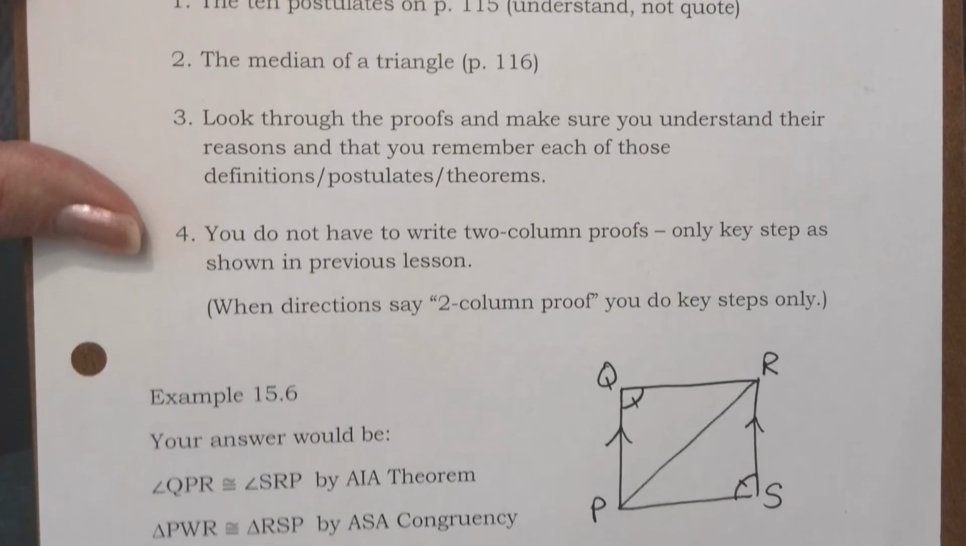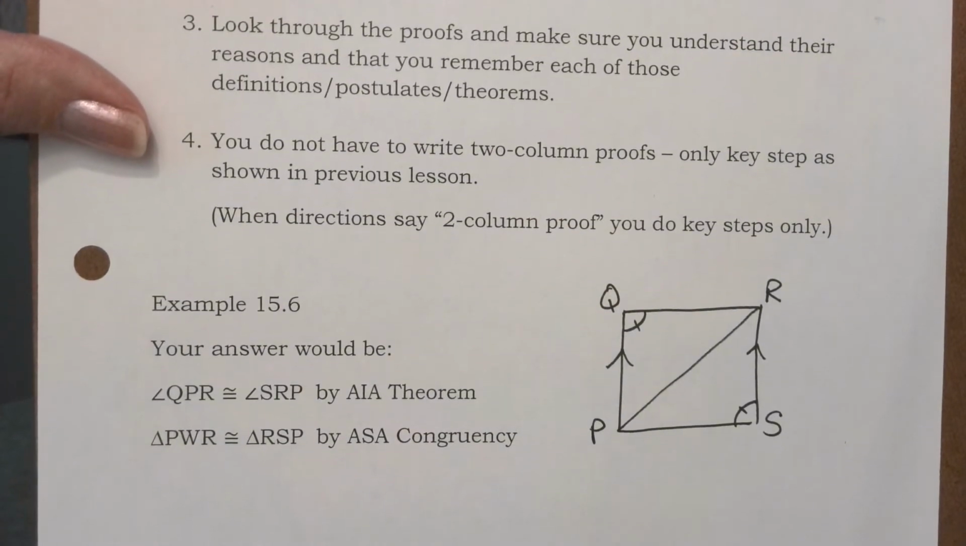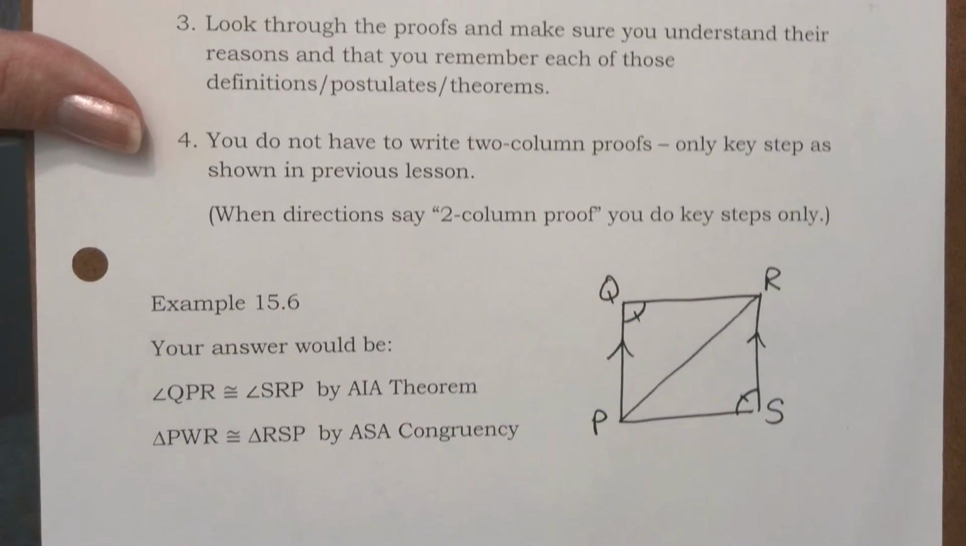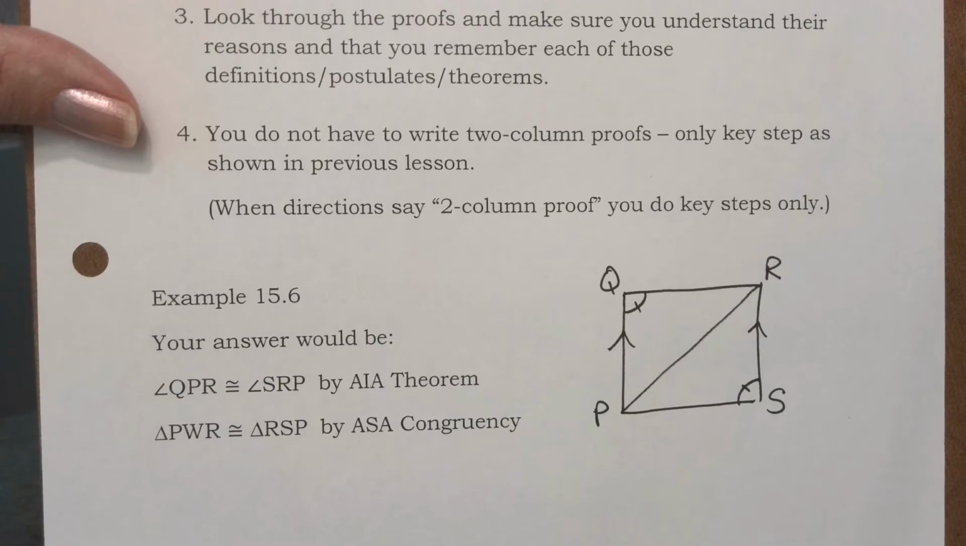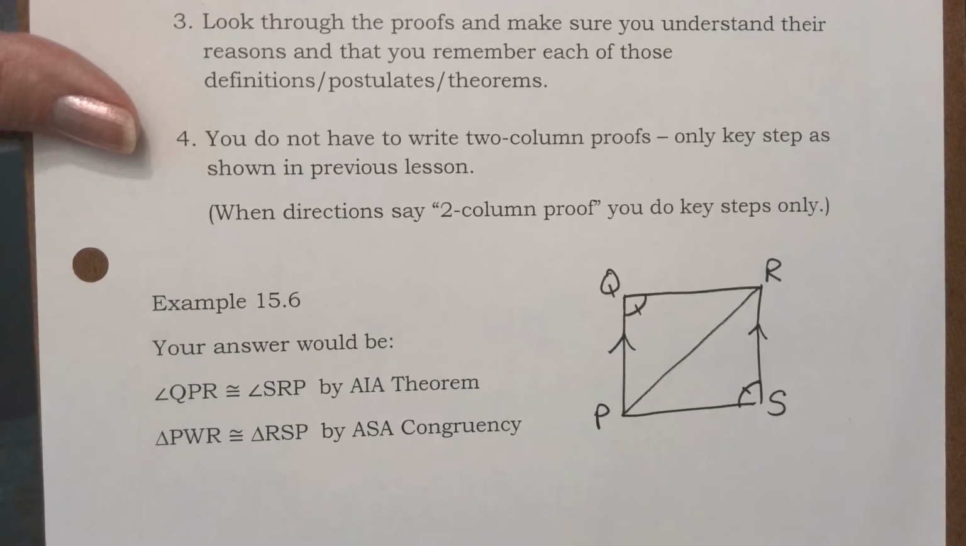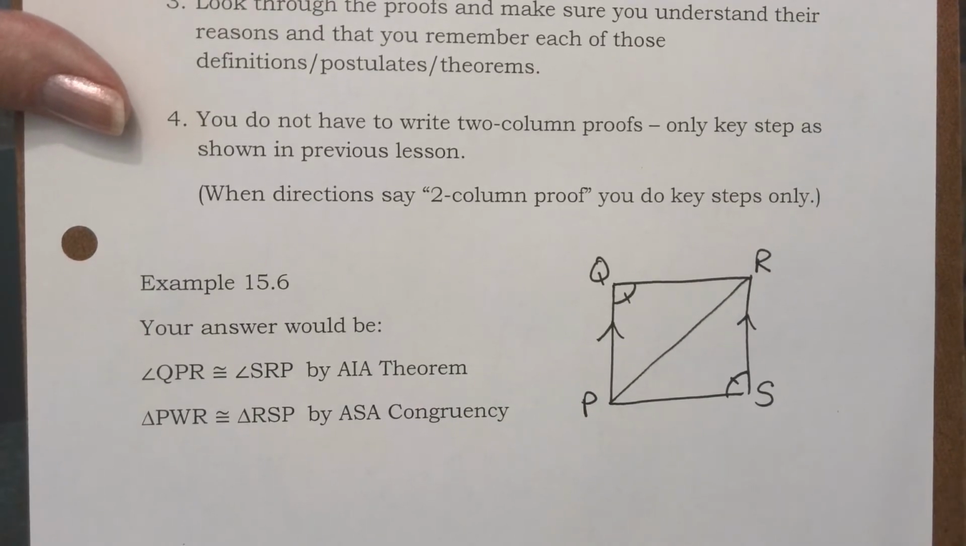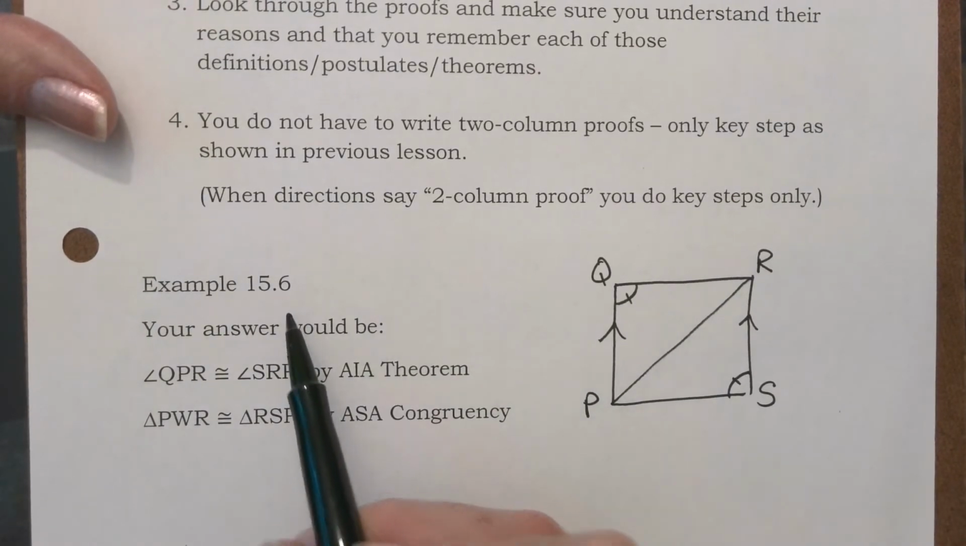I think we've already gone over that. Only key steps as shown in that previous lesson where we learned it. So even if it says a two-column proof, I'm telling you now, just do the key steps. So what do I mean by that? One more time. Example 15.6.